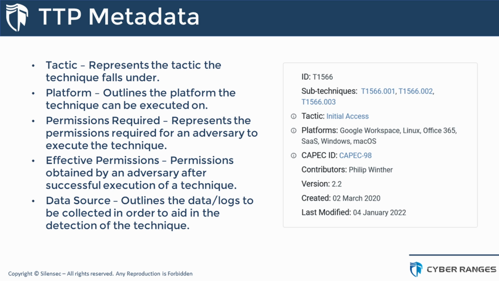Effective permissions, this essentially tells you what permissions you will obtain after successful execution of a technique. This is more so applicable to privilege escalation. So it'll tell you, once you execute this technique successfully, these are the new privileges you'll get. In some cases, you may be horizontally elevating your privileges. So you may be switching over to a service account or to another user account, but it'll essentially tell you that.